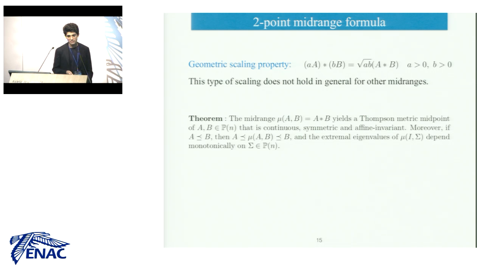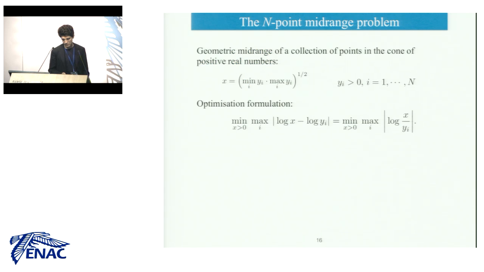Another interesting property is this geometric scaling property, that if we scale matrices A and B by two positive coefficients, the star midrange scales as the geometric mean of the coefficients. Now this is satisfied by the geometric mean, obviously, but it isn't typically satisfied for midranges. So this is another special attribute of this particular choice. So the summary so far on the star midrange: we've shown that it's a Thompson metric midpoint that is continuous, symmetric, and affine invariant, and has these nice order and monotonicity properties.